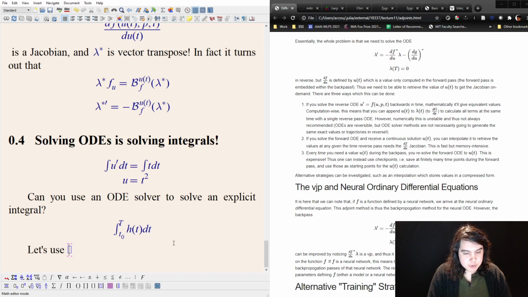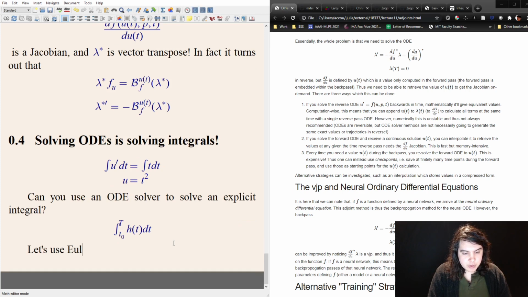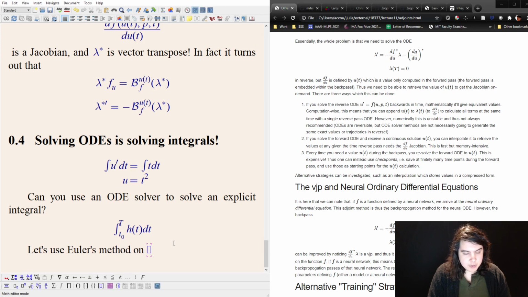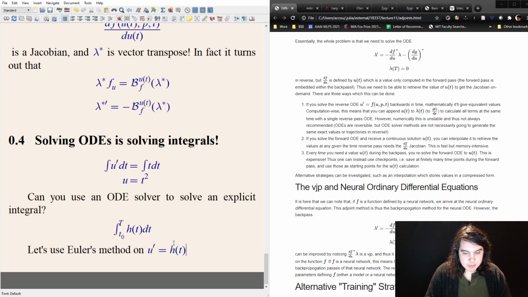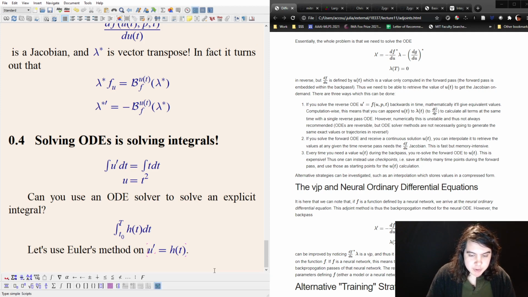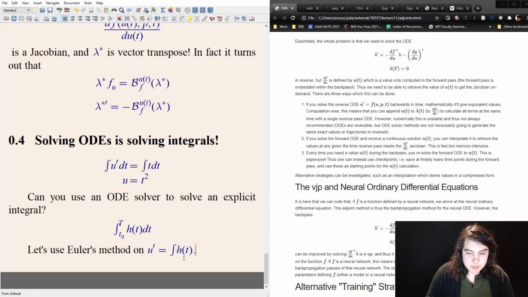Let's use Euler's method on u prime equals h of t. Right, we'll see that this is the relationship. Because what we really want to do is the integral here and the integral here. So the solution u to that ODE should be the same thing as the solution to the integral, right? So let's numerically solve that ODE.